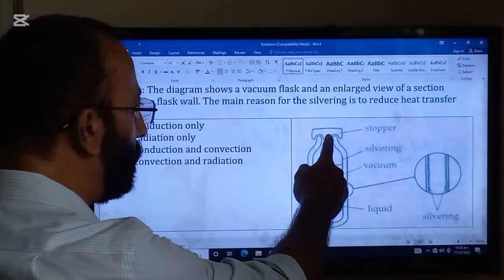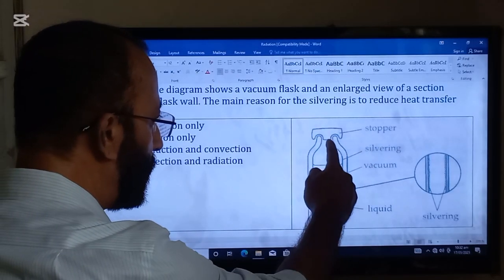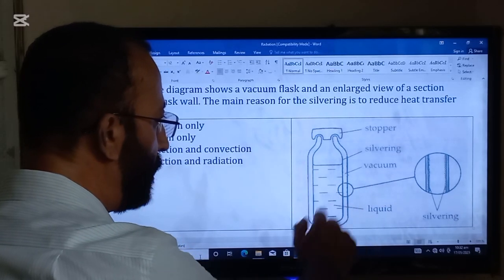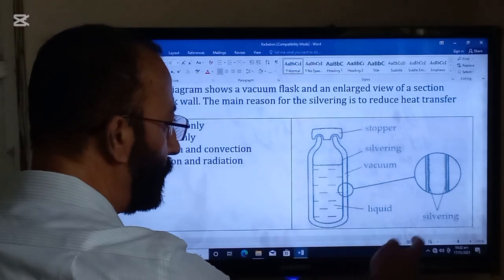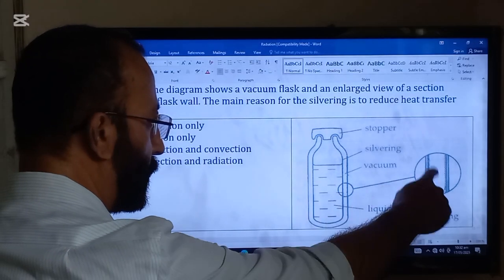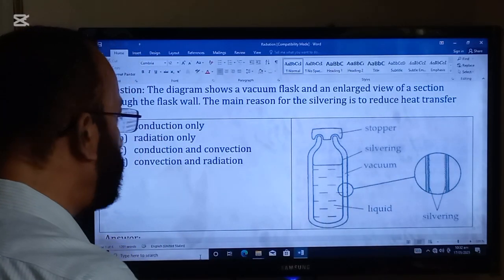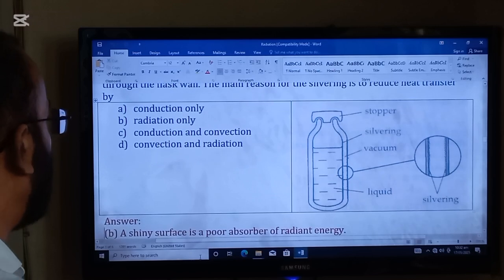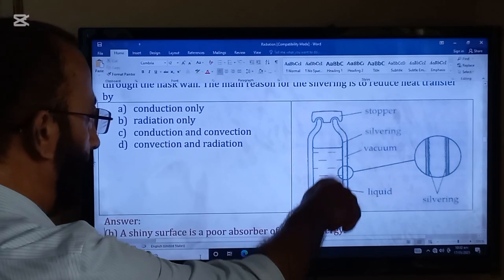So here is a stopper. This is the silvering surface, which is the inner surface. This is the vacuum between the two surfaces. This is the liquid and this is the silvering surfaces. So the answer is B, radiation only.